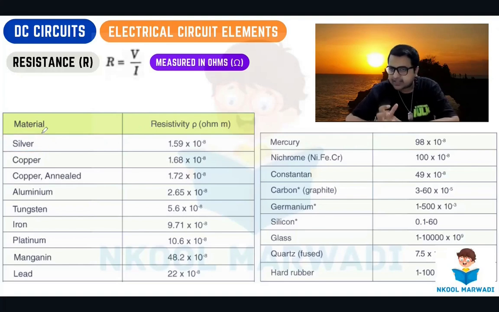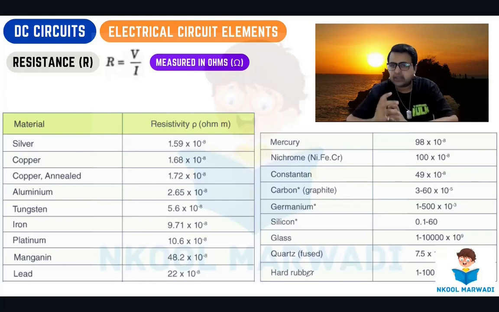Silver offers the least resistance, followed by copper, then aluminium, then tungsten, then iron, platinum, magnesium, lead, mercury, carbon, silicon, glass, hard rubber. Hard rubber has a very high resistivity. Very high resistivity means it will offer very high resistance to the flow of current.